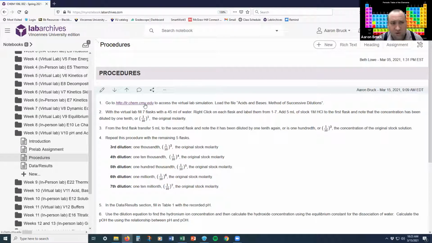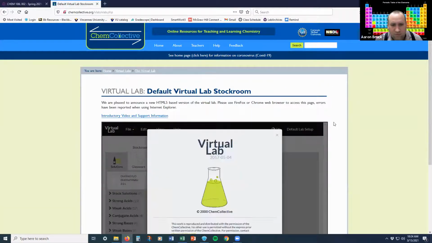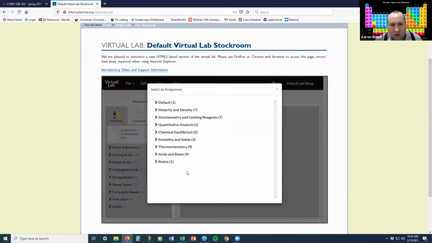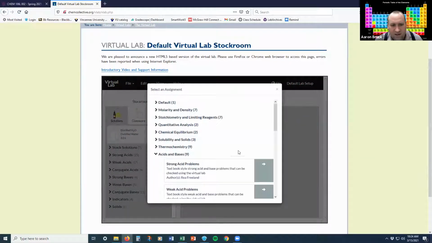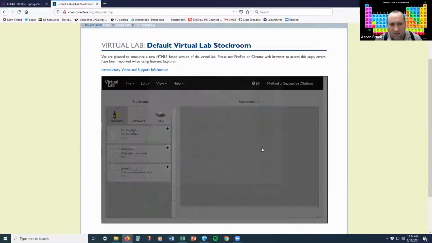And so for the procedures, we're going to go to a familiar place. This is the virtual lab simulation from Carnegie Mellon University. So I'm going to control click here on the procedures to open this new window. And I want to go to the virtual lab. And I want to open the file that is in the acids and bases folder called the method of successive dilutions. So it's this one right here.